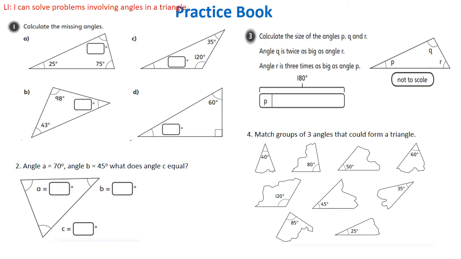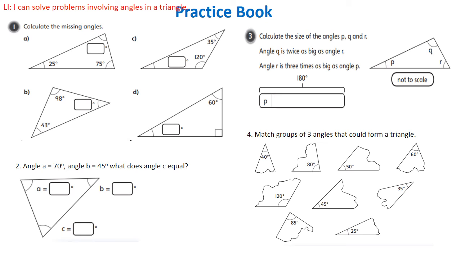Right, into our practice book. Question 1 is finding the missing angles. Remember, use method 1 or 2, up to you. Remember our generalisation. Interior angles of a triangle add up to 180 degrees. Number 2, you've been given 2 of the angles again. It's just set out slightly differently, but you are doing the same thing to find angle C.